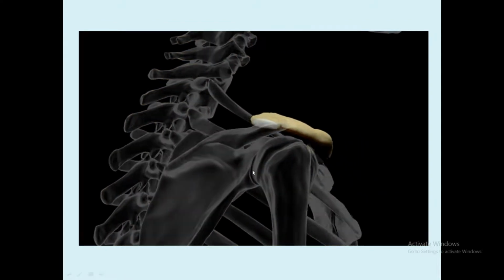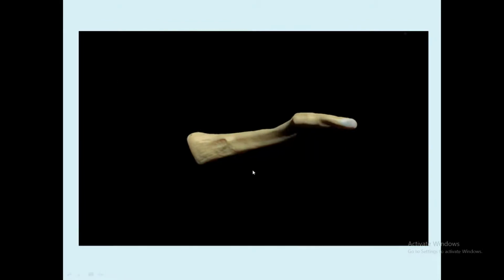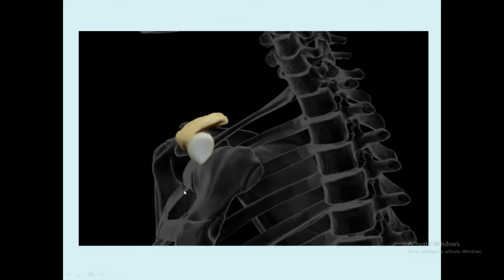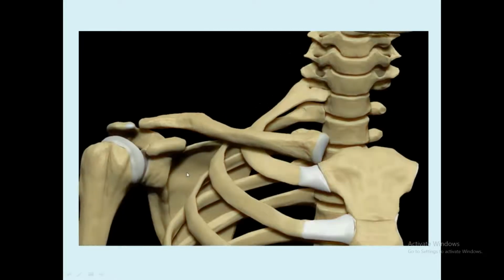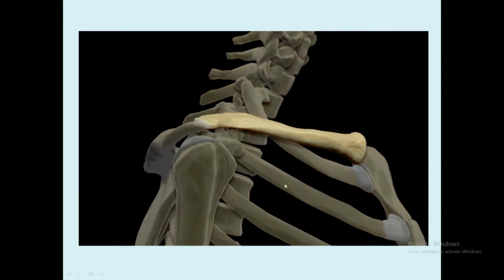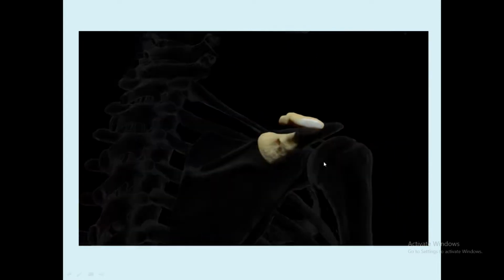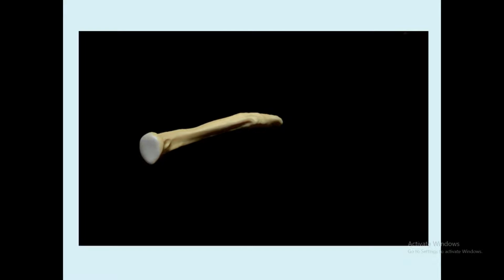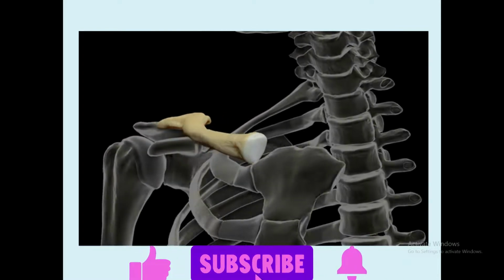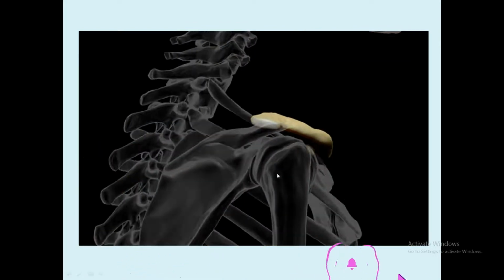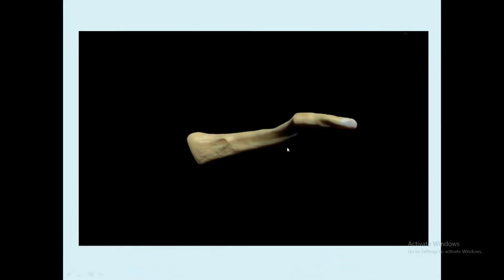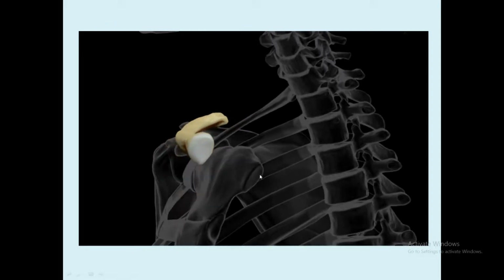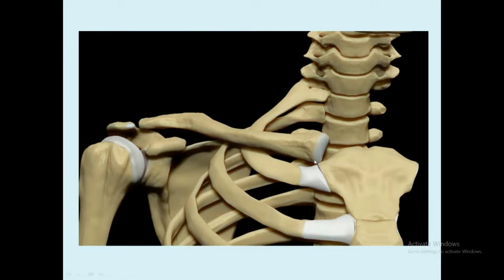Here, the clavicle bone has a curved part called the shaft and two ends, that is the lateral end and the medial end. The lateral end is away from the median plane of the body, and the medial end is towards the median plane of the body. The median plane is a plane that divides the body into equal right and left halves. Here in this picture you can clearly see that the lateral end is flat and the medial end is large and quadrilateral.